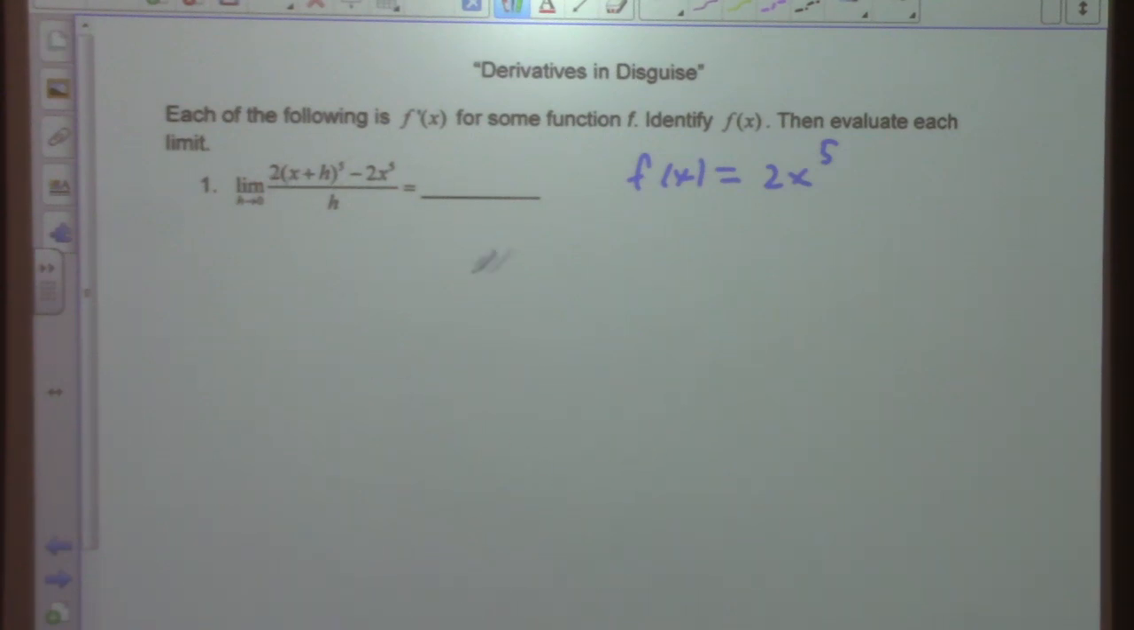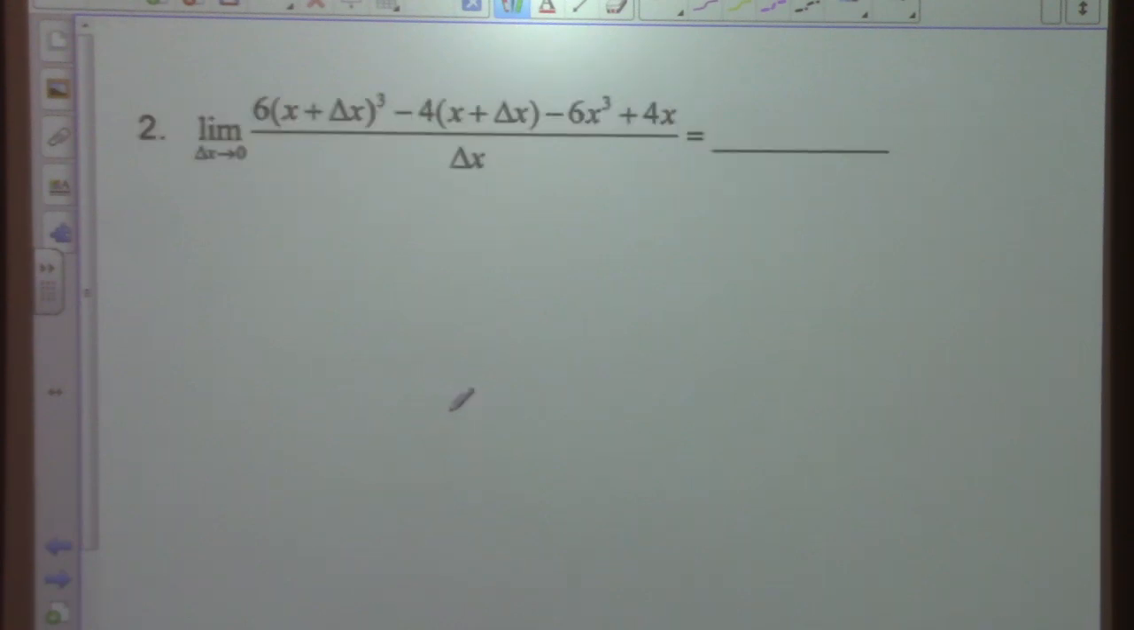And we know that if you keep in mind what the format is, f of x plus h minus f of x, what you have to do is look at the last thing here, because that's where you're really going to find what f of x is, when you look at the derivatives in disguise. We're not going to go through all these, but this one here, what is f of x going to be? 6x cubed minus 4x. Yeah, it's going to be 6x cubed minus 4x.